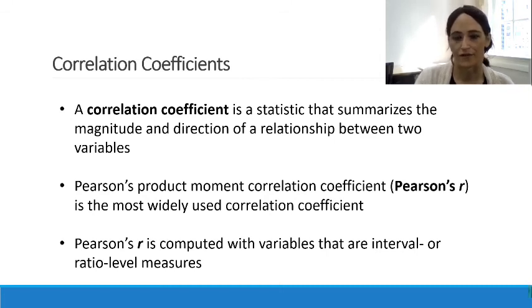is the most widely used correlation coefficient. So Pearson's R is computed with variables that are interval or ratio level measures. There are other correlation coefficients that will allow for other levels of measurement, but Pearson's R is specifically for interval or ratio level measures.